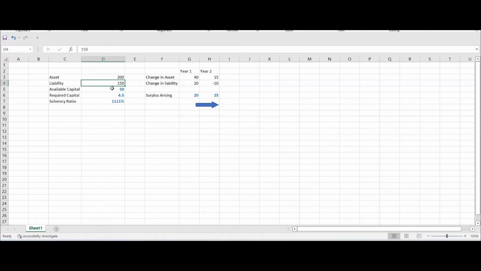Now, at a later stage, because of that, we have to kind of expect the profit. We have to do the projection. So because of that, we need capital, right? Because there is uncertainty involved. So 200 minus 150 is 50, which is the available capital. That is the capital that the life insurance company has.